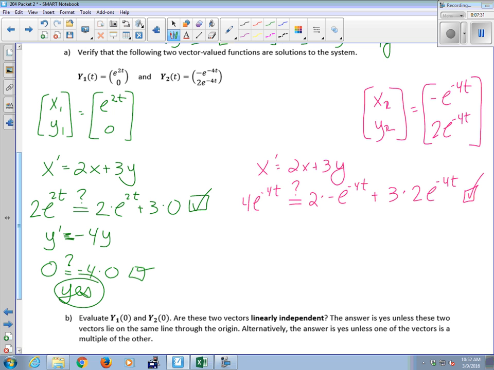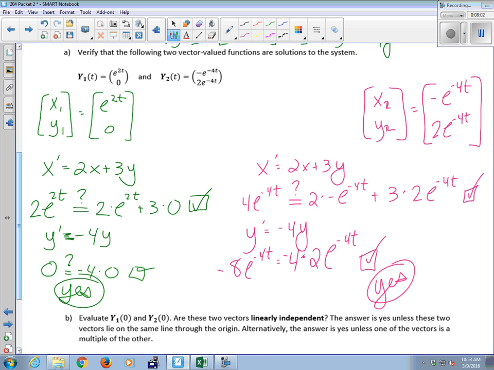Check. All right, then we check the y prime equation. So if y is 2e to the negative 4t, y prime would be negative 8e to the negative 4t. That should equal negative 4 times y, and y is 2e to the negative 4t. Are those equal? Yes. Okay, both differential equations are satisfied from the system, so this is also a solution. So we verified that both of those vector valued functions are solutions.